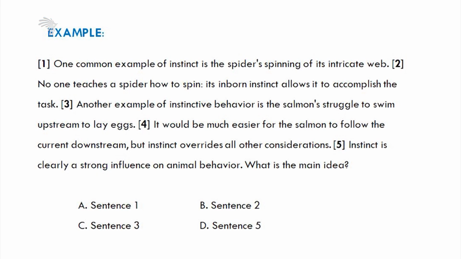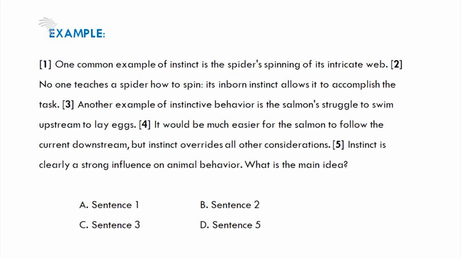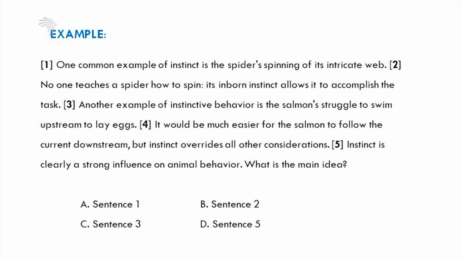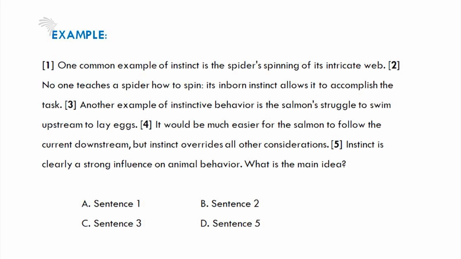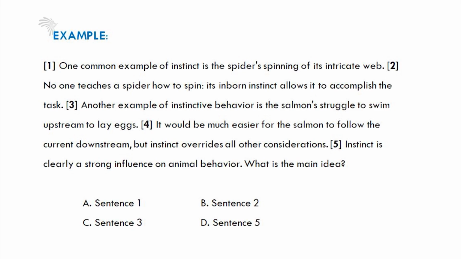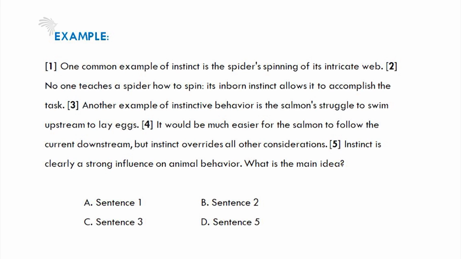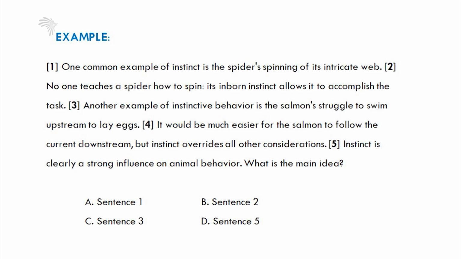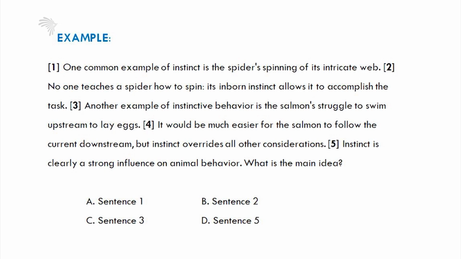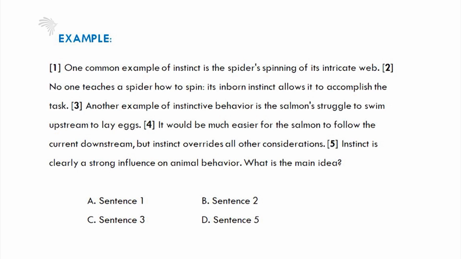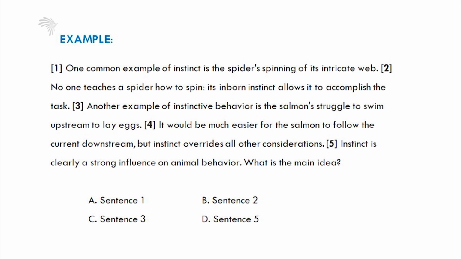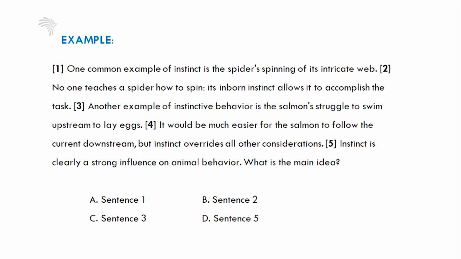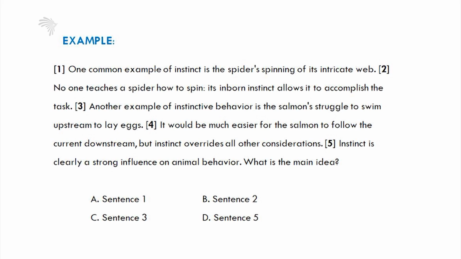What is the main idea? Now in this case, as you can see, 1, 2, 3, 4 are all explanations. They give you facts, they give you examples, but the fifth defines instinct. It declares that it's clearly a strong influence on animal behavior. So D would be the main idea of this example.